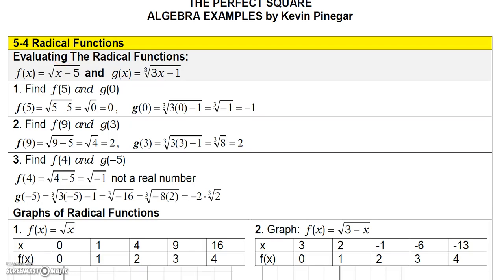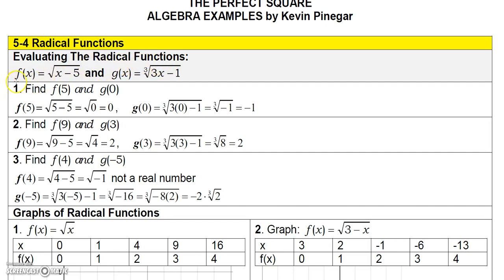Now I added this section to my chapter on radicals, but if you have not covered functions, you might want to skip this section until you cover functions. But if you have covered functions, then you'll understand this. So I'll try to explain here.